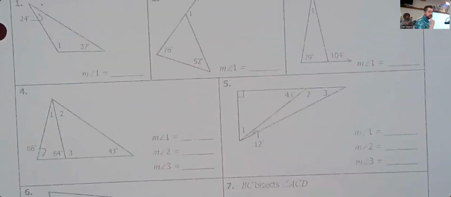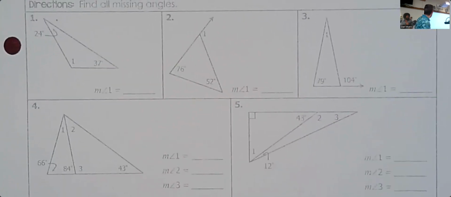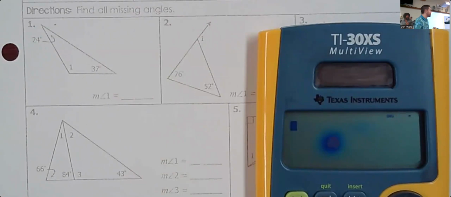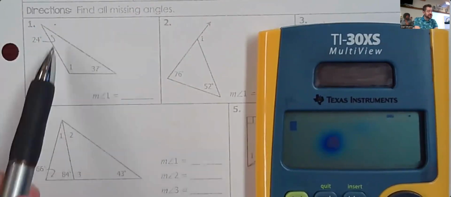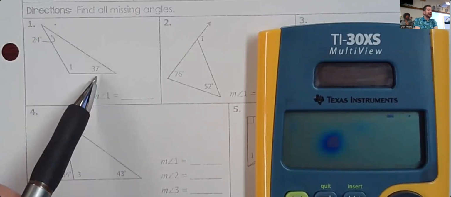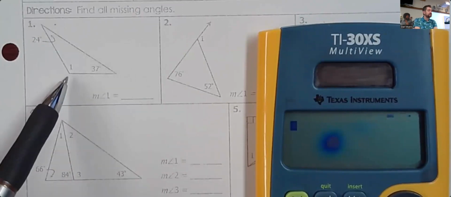So, based off of that information, problem number 1 says we're trying to figure out the measure of angle 1, and we have two of the three angles inside of the triangle. All you'll need to do is take away those two measurements from 180, and whatever's left over is the measure of angle 1.